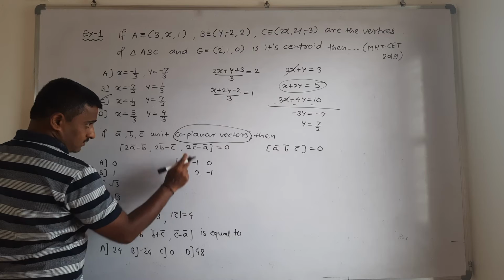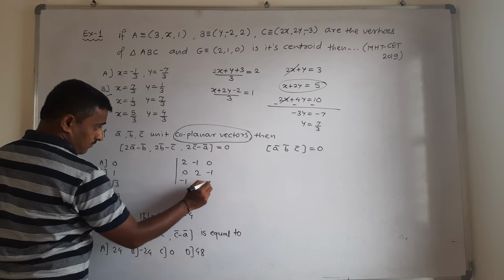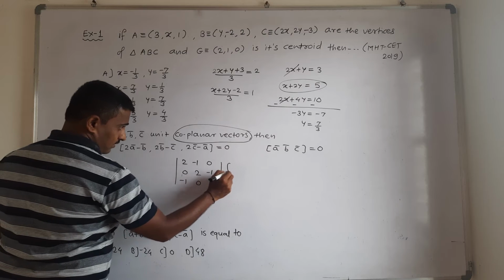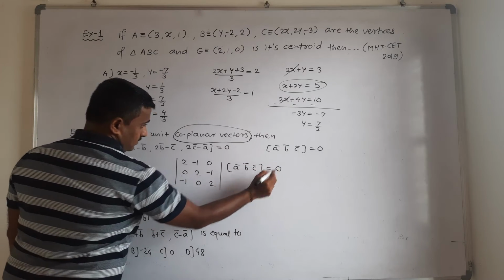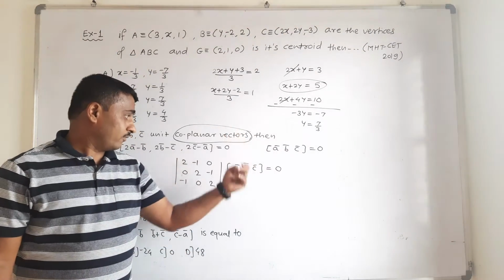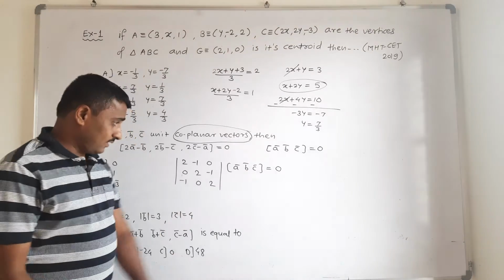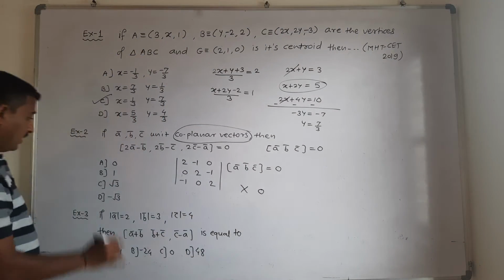And the last one is this. A bar, minus 1. B bar, 0. C bar, 2. And then the scalar triple product of A bar, B bar and C bar is equal to 0. But this A bar, B bar, C bar is 0 because of coplanar vectors. Therefore, its value is 0. Therefore, the value of this total is again 0, just A option.